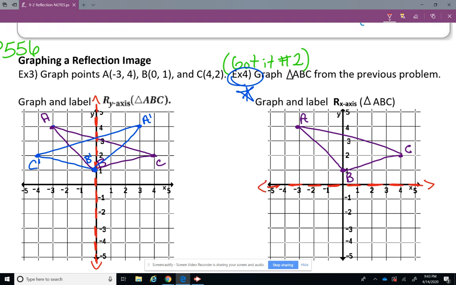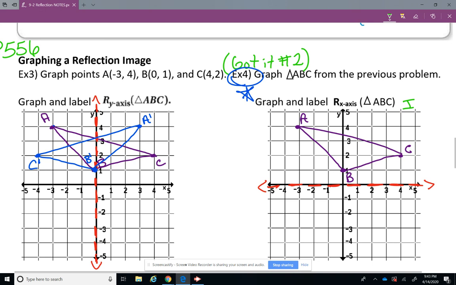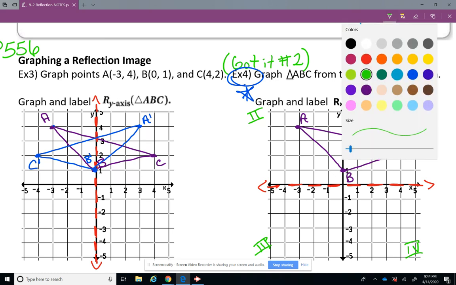All right, reflecting over the x-axis. That means instead of going from left to right or right to left, I'm going to go from the top to the bottom. If you recall, this is quadrant 1, this is quadrant 2, this is quadrant 3, and this is quadrant 4. So I'm going to reflect quadrants 1 and 2 into quadrants 3 and 4. That was free. That didn't cost you anything.